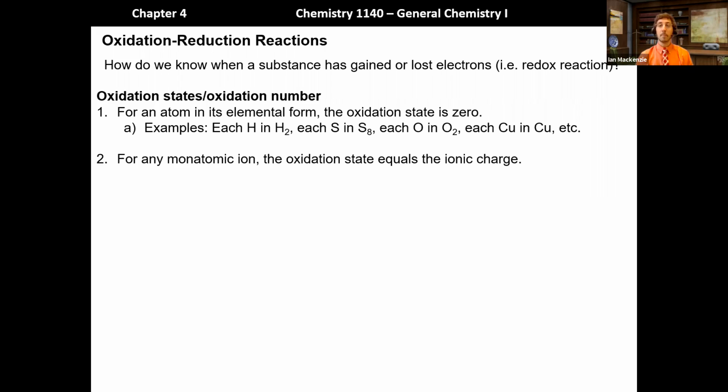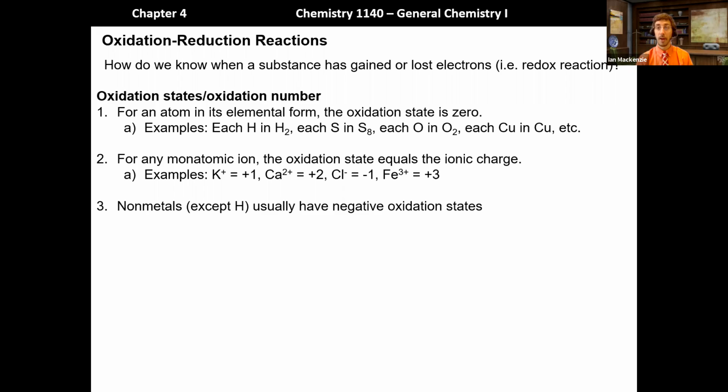Second, for any monatomic ion, so any ion that is composed of just a single atom, the oxidation state is simply equal to the charge. So the potassium ion, 1+, is just a single atom with a charge. That charge is equal to the oxidation state. So the potassium ion's oxidation state is just +1, calcium's is +2, chloride is -1, and for the iron 3+ ion, the oxidation state for iron in that case is just +3.